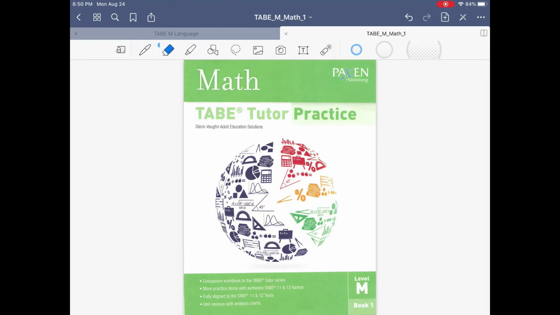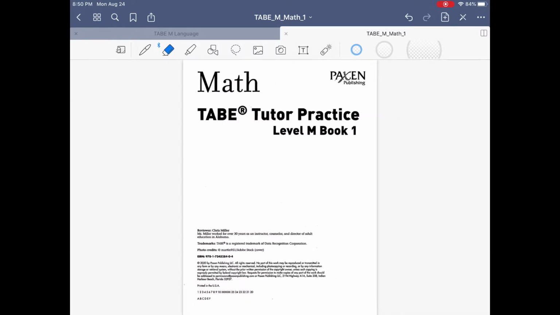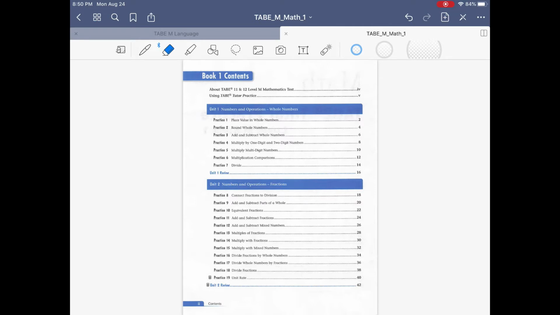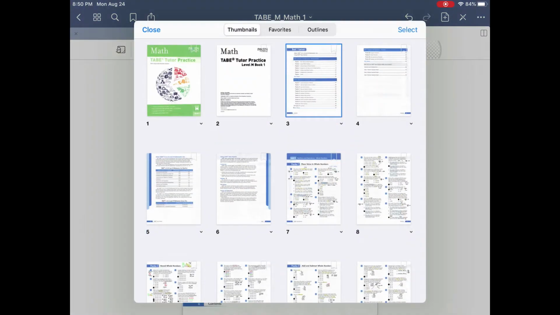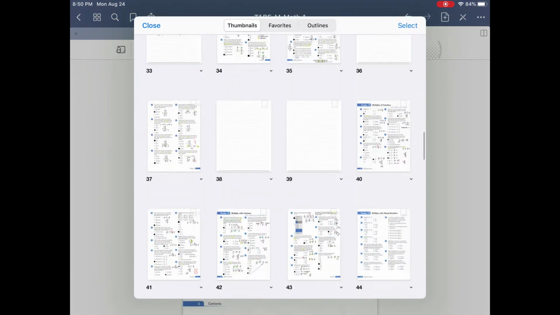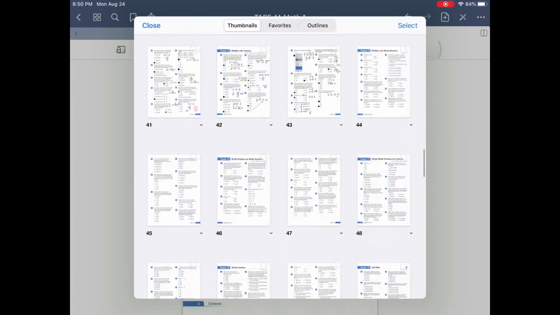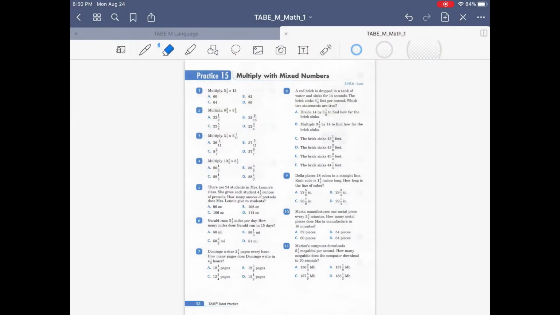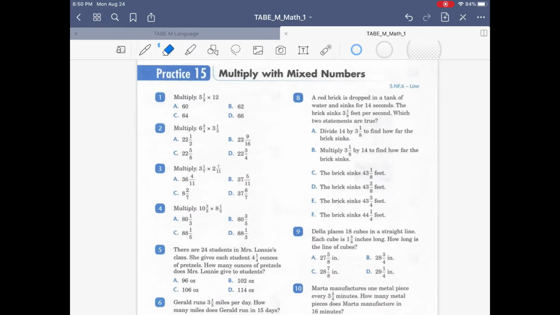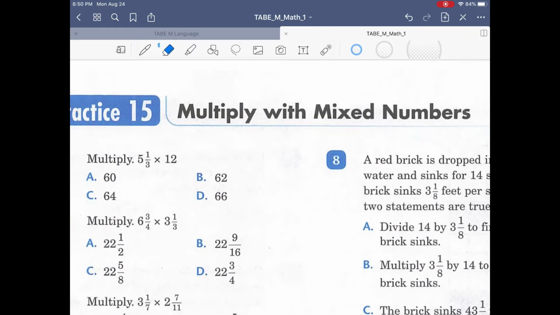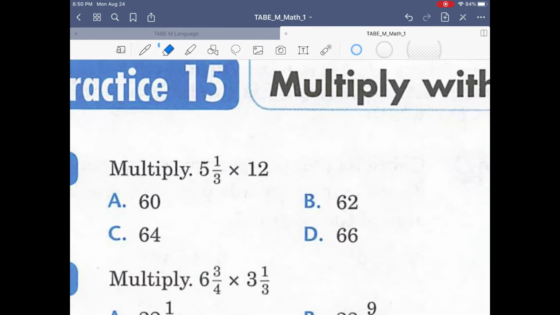In this video, we are looking at practice 15. That is going to be multiplying with mixed numbers. And let's take a look at page 32 to see what this lesson is about. We are working our way through this book. Practice 15 says to multiply with mixed numbers.